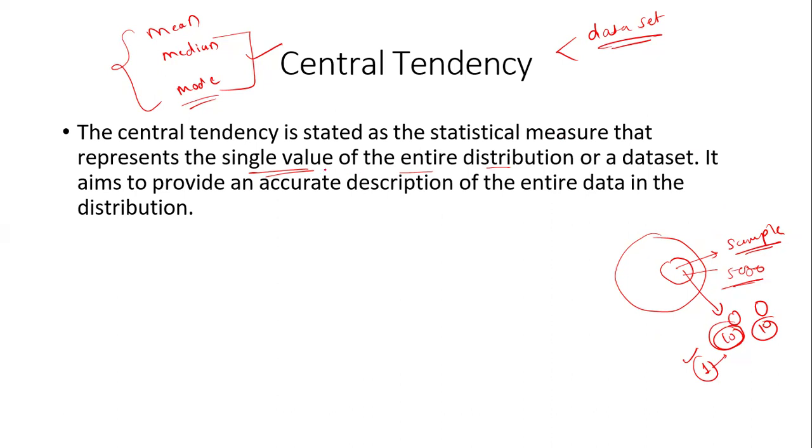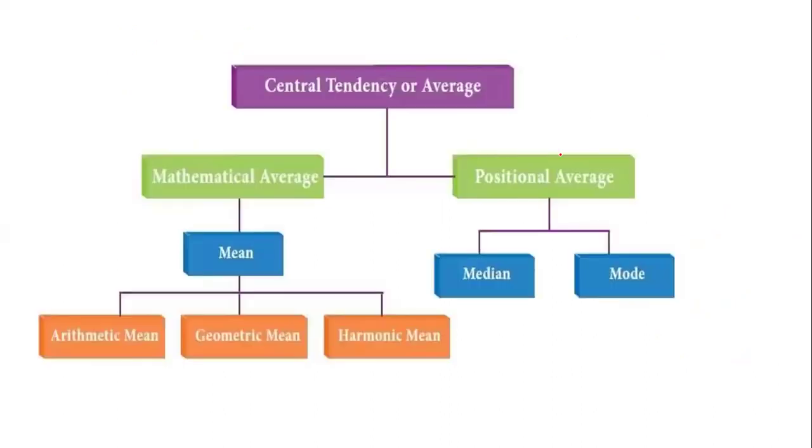So the single value of the entire distribution of data is aimed at providing accurate descriptions of the entire data in the distribution. Now the central tendency is further divided into two parts.